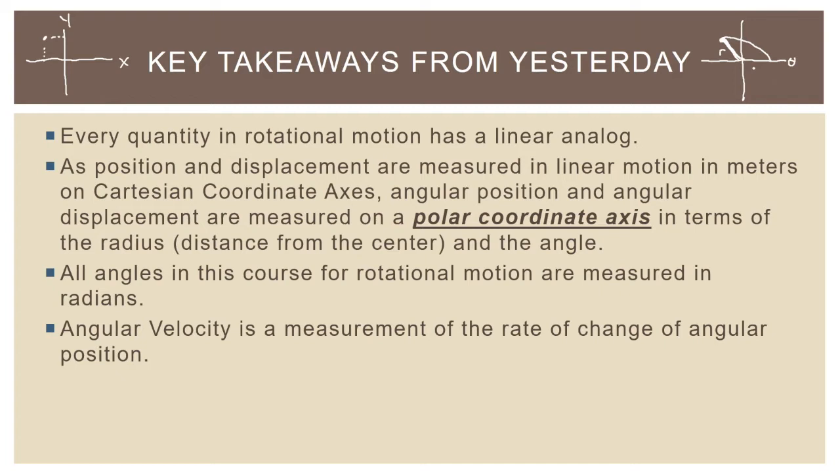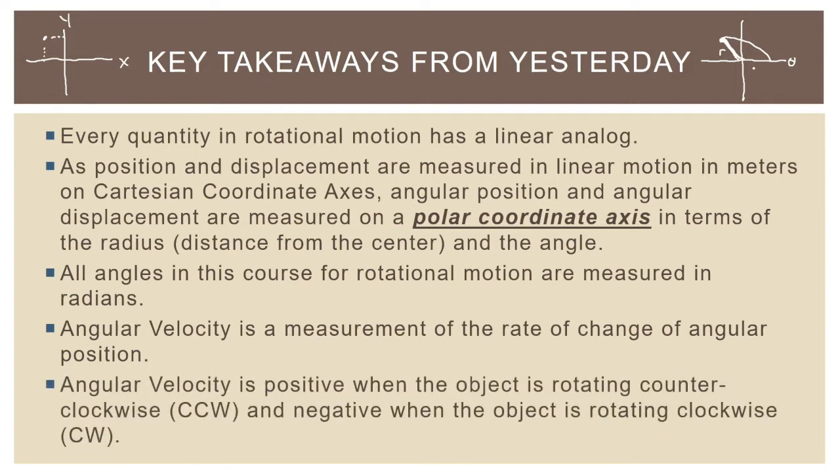And lastly, and this was probably one of the more confusing things, and it really wasn't explained much yesterday, so I want to flesh it out a bit more today. Angular velocity is positive when the object is rotating counterclockwise, and negative when the object is rotating clockwise. Now, this might seem like it could be backwards, but it actually makes a lot of sense if you think about it. Mostly because everything in our world is based on right-handedness. And so my fellow lefties will feel the struggle on this one.